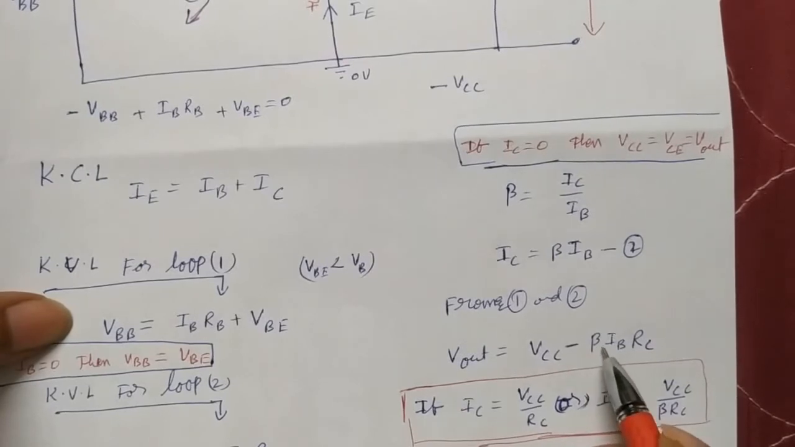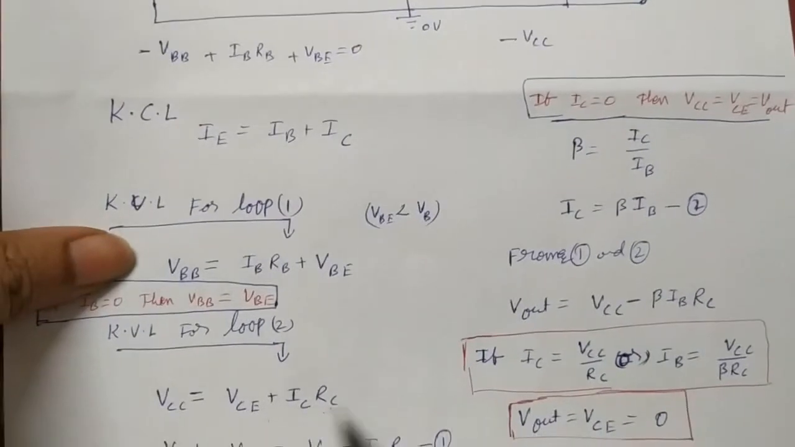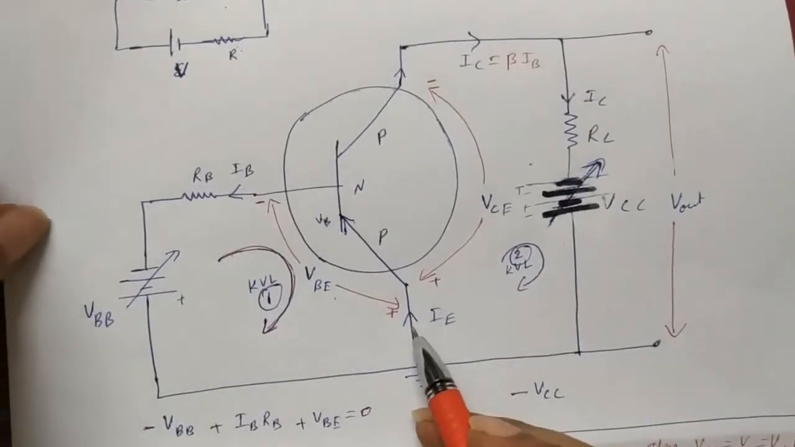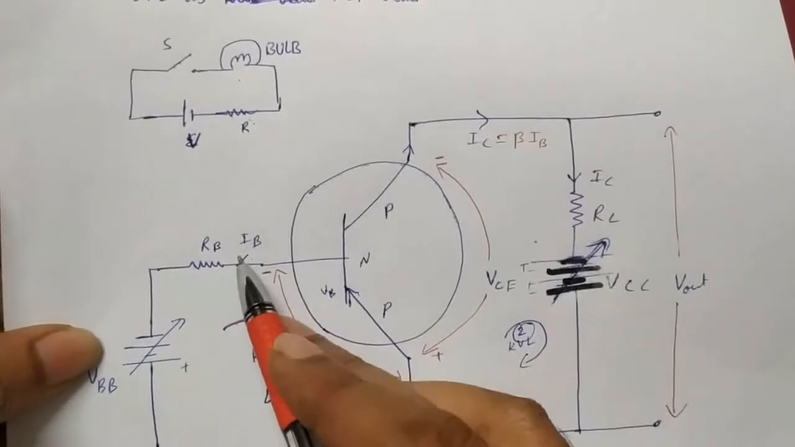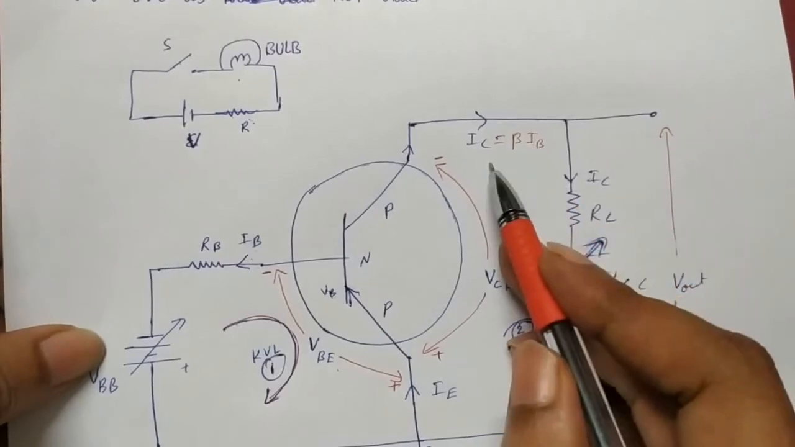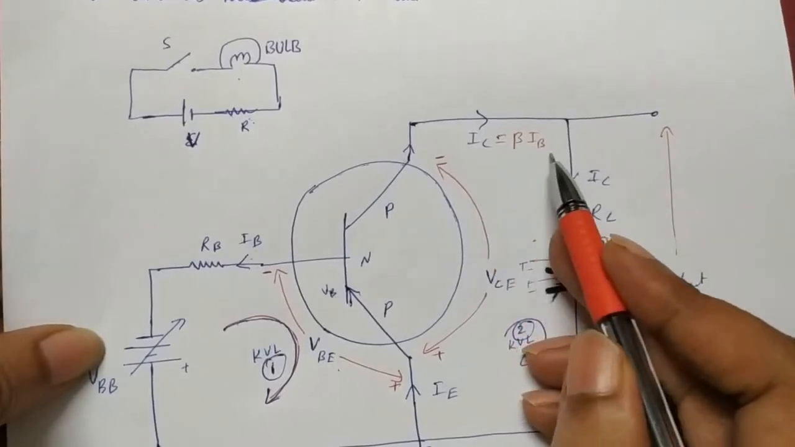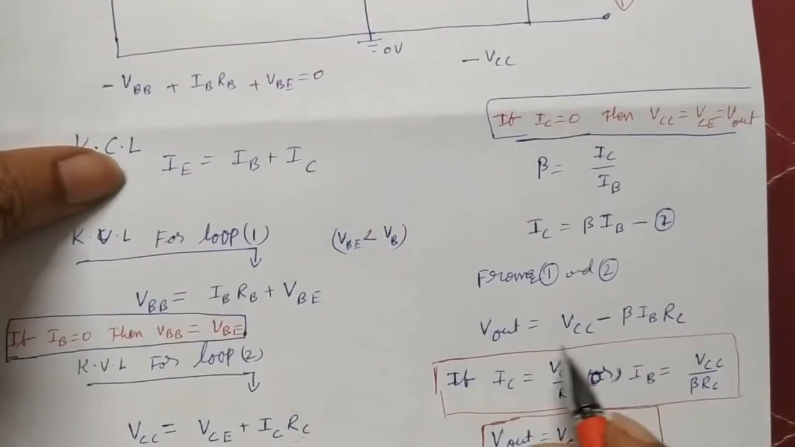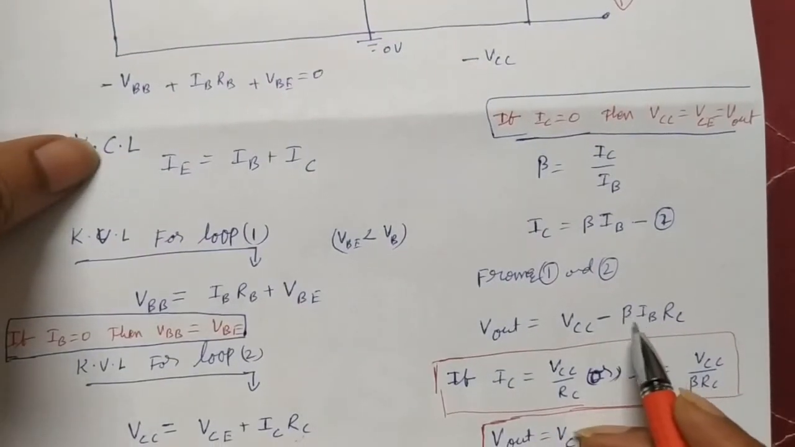What is IC here? In place of this IC, we can write like this. In the case of common emitter configuration, what is the relation between the input current IB and the output current IC? That is beta equals IC by IB. So from this, IC equals beta IB, and we substitute that in this equation. VCC minus, in place of IC, what are we taking? Beta IB into RC.